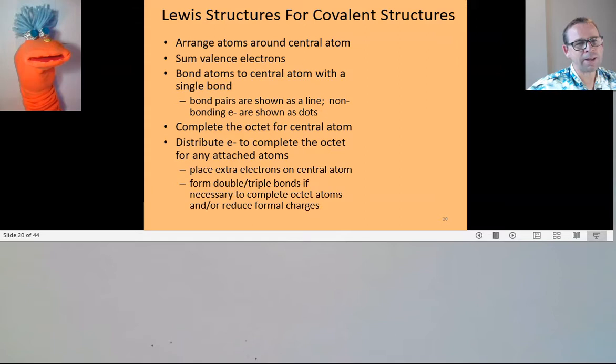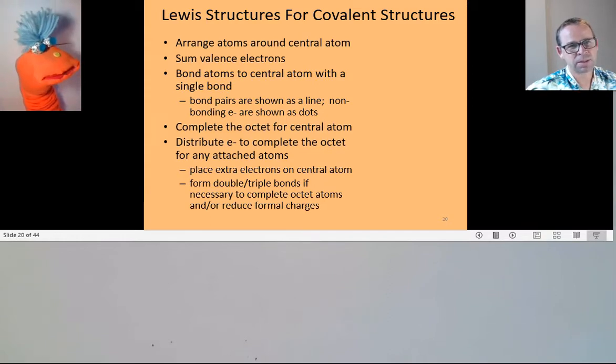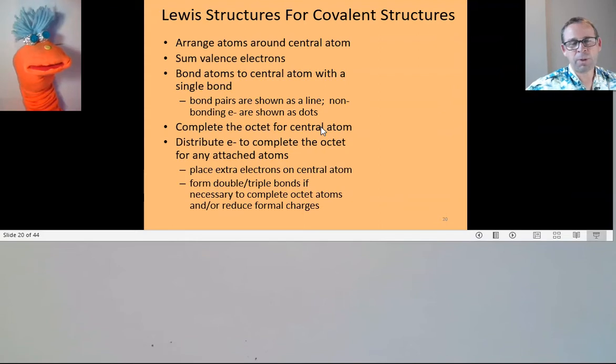We arrange atoms that are in the compound around a central atom. So we want to identify what the central atom is. We want the sum of all of the valence electrons to be represented in the compound. So we always sum up the valence electrons from all the elements in the compound. We bond all the outer elements to a central atom.